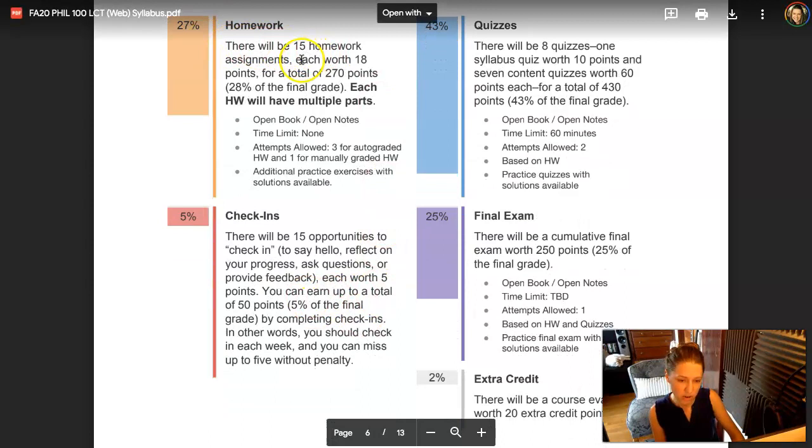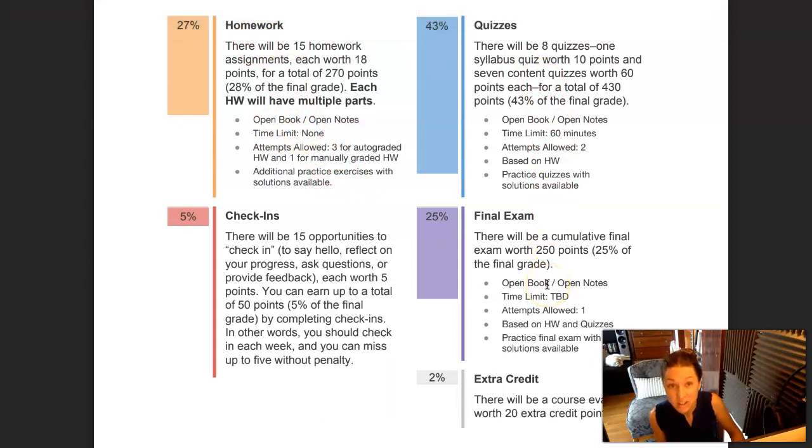So how many there are, how much they're worth, and then a little bit about what to expect. All of the homework, quizzes, and final exam are open book, open notes. That's not actually that helpful because this isn't a course where we memorize things, it's a course where we think, and you'll need to use the skills in order to pass the test, not memorize things.